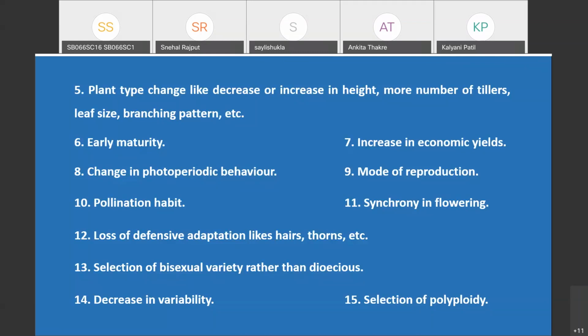Okay, that is what we call changes in the mode of reproduction. That is number 9 we are discussing. In many crop species, asexual reproduction has been promoted under domestication. For example, sugarcane and the potato. Okay, these are the different types of changes which take place in the living organism. Okay, that is all about the domestication.